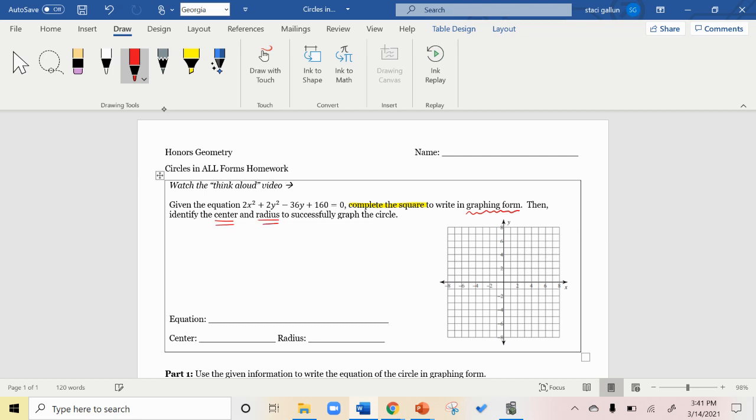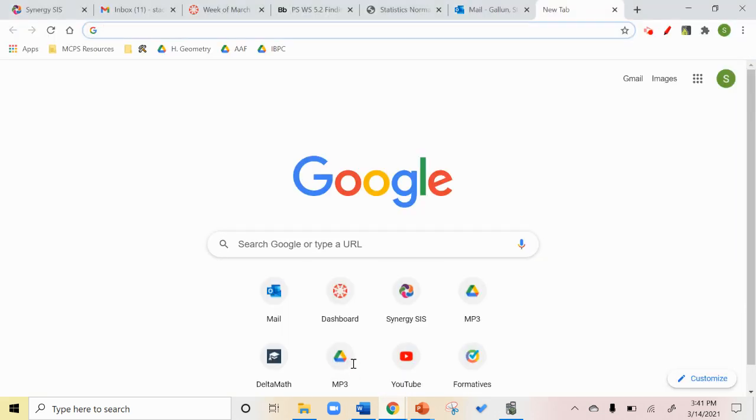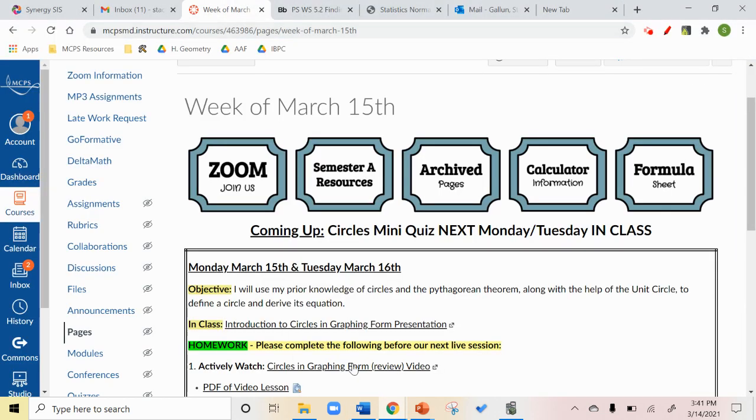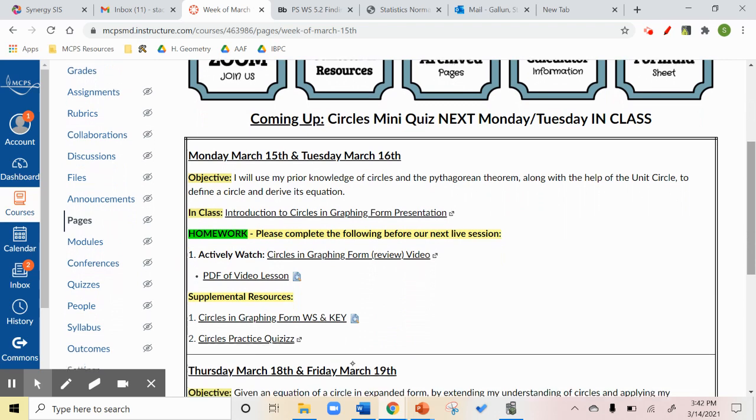I know how to do that one, to successfully graph a circle. I think I can do these pieces. I think I can do all of this, but I think I know the center and the radius and the graph of a circle if I know what graphing form is. I'm kind of forgetting what exactly graphing form is, but I am lucky enough to have already opened up a page from this week. So let me see.